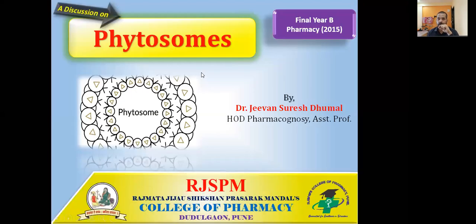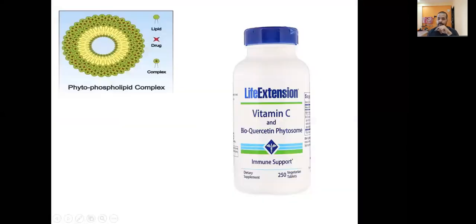with a topic called phytosomes. So the structure of the phytosome is there. So this is one example of this phytosome which is available in the market. And here you can see the structure. Okay, so lipid membrane is there, drug molecule is there, and you will see the complex here. So this phytophospholipid complex is generally considered as a phytosome, and why that is important we are going to study in this session.